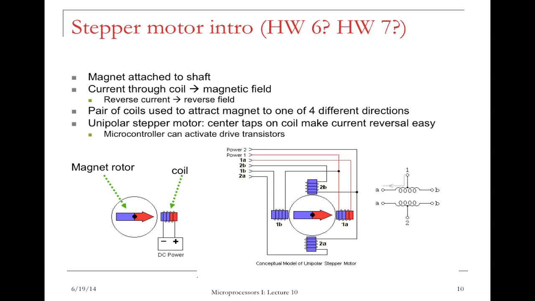We can have a unipolar step motor where we need a central tap on the coil to make current reverse easily. So we can charge different sections of the coil to generate current in different directions. That way we can generate magnetic field in different polarity, and then the rotor will move in a different direction. The step motor we're going to use is shown in the next slide.